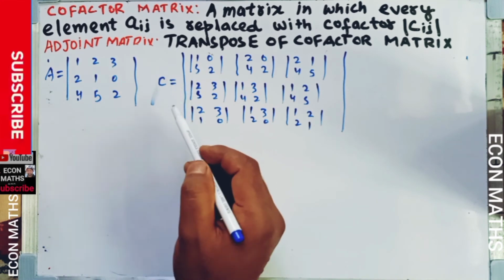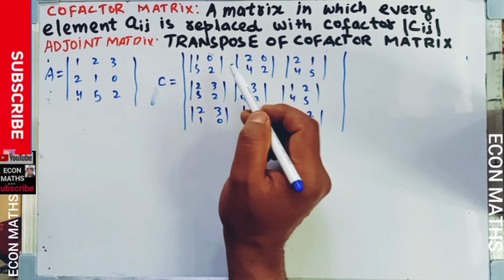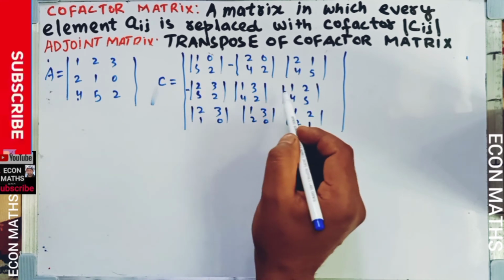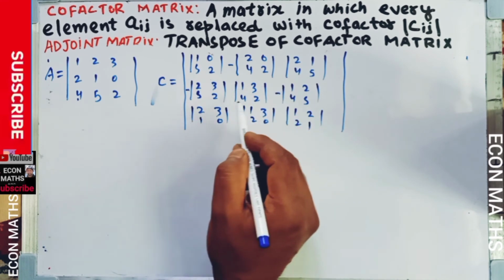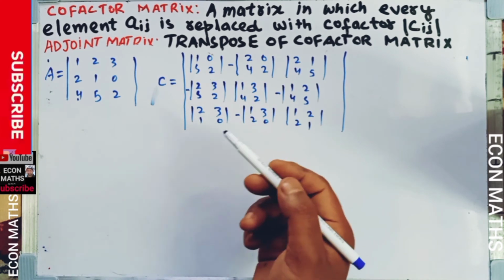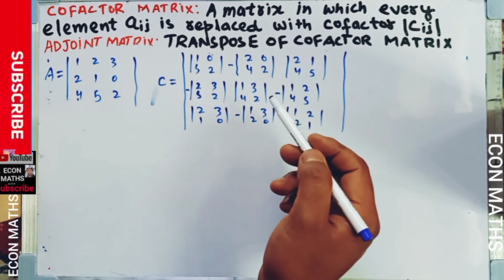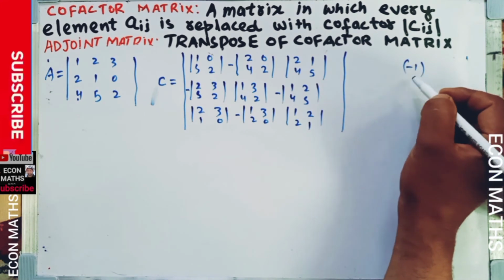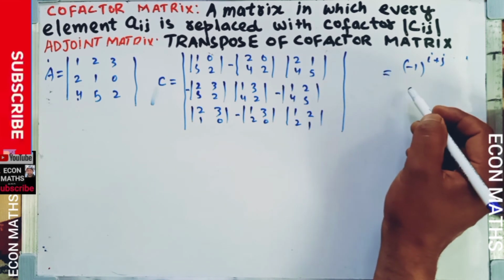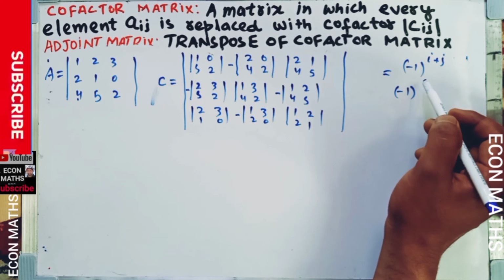Now we have to give the proper sign. We have seen the signs change alternately. First is positive, second is negative, third is positive, fourth is negative, fifth is positive, sixth is negative. Similarly, this is positive, this is negative, and the last one is positive, because a cofactor is a minor with proper sign, and the sign is given by the subscripts, that is, -1 raised to the power i plus j.